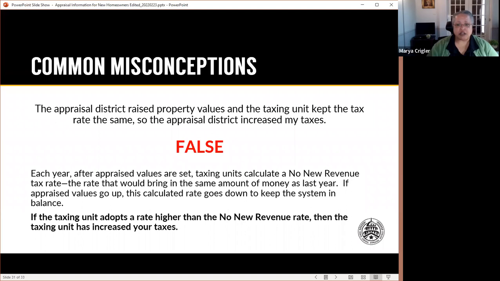So if a taxing entity adopts a rate above the no new revenue rate, they're adopting a rate that's going to increase your taxes, and it's not because of the appraised value increasing. Again, as appraised values go up, that no new revenue rate goes down, and it's a reset. In terms of appraisals, we are intended to be revenue neutral and not increase your taxes. Those decisions are in the hands of the governing body of your taxing entities and the tax rates that they adopt, and then ultimately the tax rates that you approve as a voter if it has to go to a voter approval election.